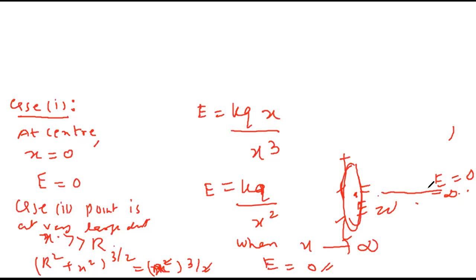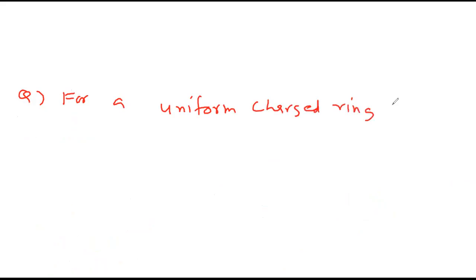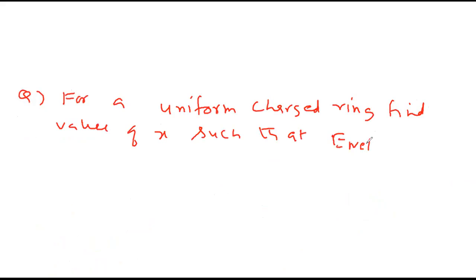Done, sir. So for a ring, intensity is 0 at the center as well as at infinity. A theoretical type of question to understand the concept. For a uniform charged ring, find the value of x such that E net is maximum.